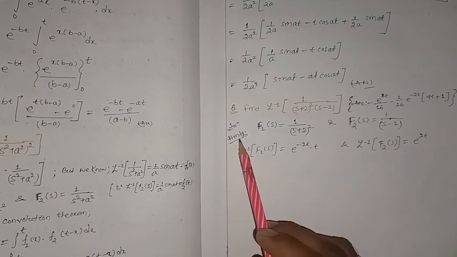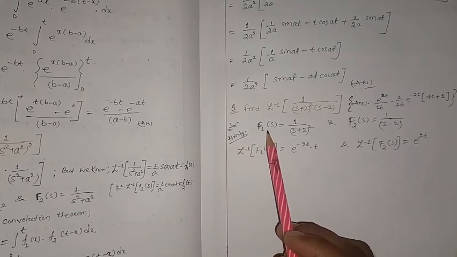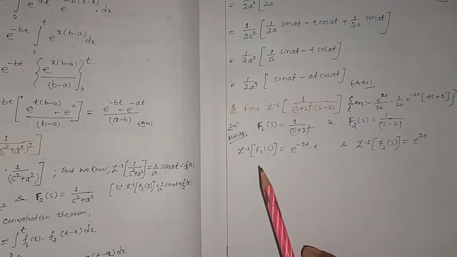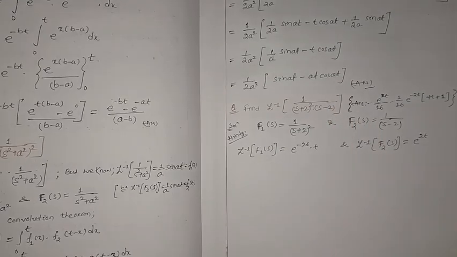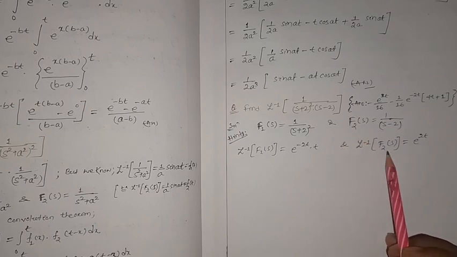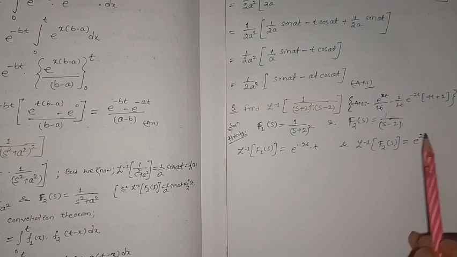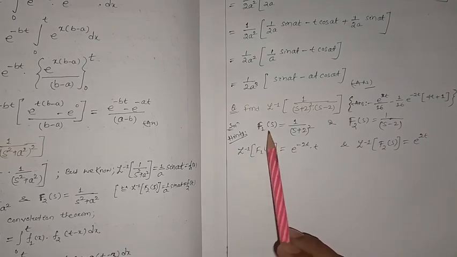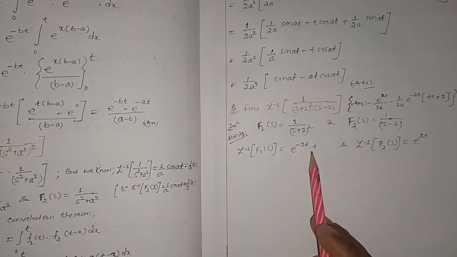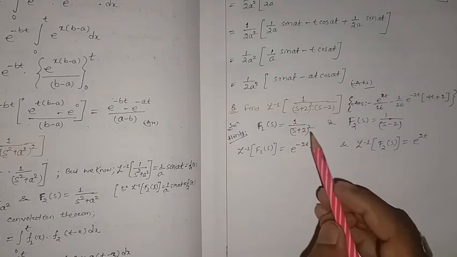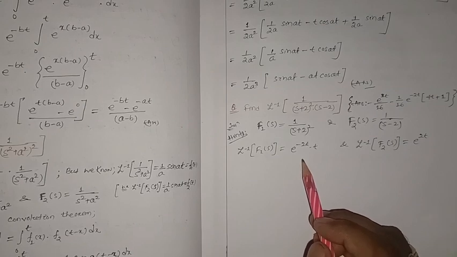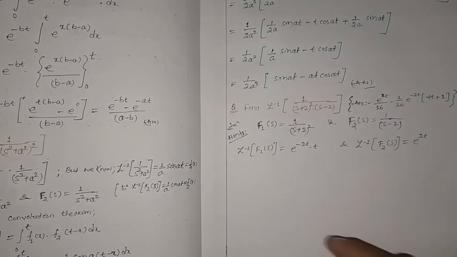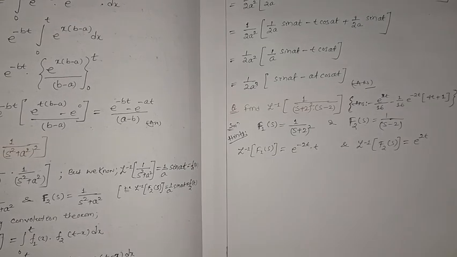So here I gave somewhat hints that consider capital F1s is your 1 by s plus 2 whole square, and capital F2s is your 1 by s minus 2, right? And here you can see inverse Laplace transform of F2s will be e to the power 2t, and inverse Laplace transform of F1s will be e to the power minus 2t into t. See, 1 by s square inverse Laplace transform is only t. So s minus of minus 2 square means e to the power minus 2t will come up using first shifting theorem. So then you have to use the convolution theorem and you can find this answer. Do by yourself, okay, do not leave it.